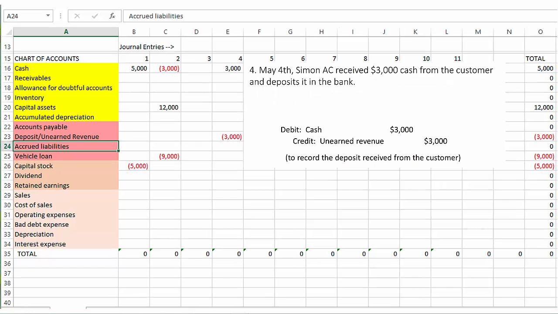Our fourth entry increased the cash balance, so a positive $3,000 in cell E16, and increased the liability, so a negative $3,000 in cell E23. I have nothing against deposits or unearned revenue. It's just a way for me to say to Excel, hey, this is a credit number. Are you starting to get the idea now?